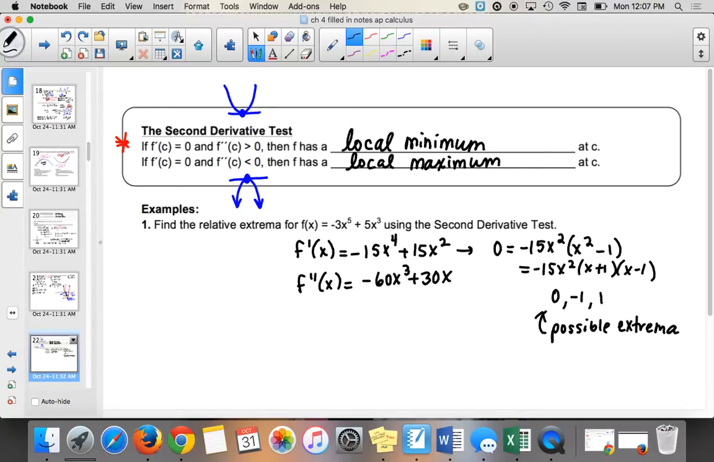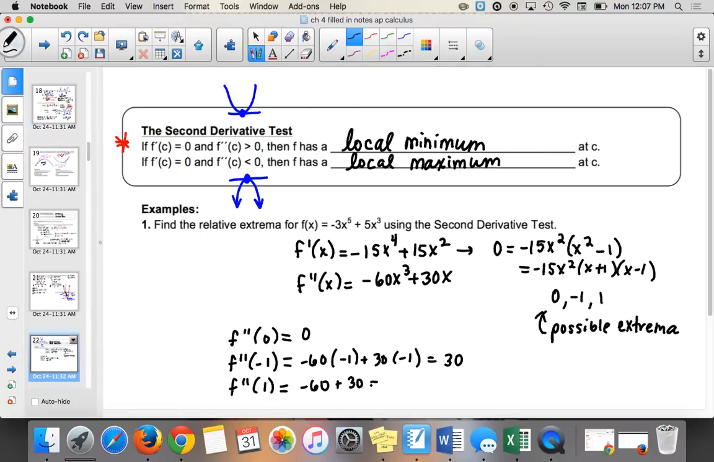So you can do the number line, you can plug into the original to find what our absolute max and mins are and all that, but you don't have to do the number line. So one thing that you could quickly do is you go to your second derivative and you plug in those possibilities. So if I plug into the second derivative, if I plug in 0, I get 0. If I plug in negative 1, I get negative 60 times negative 1 plus 30 times negative 1. I get 30, right? And if I plug in 1, I get negative 60 plus 30 is negative 30.